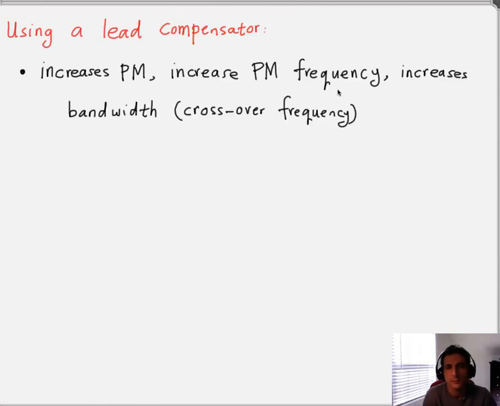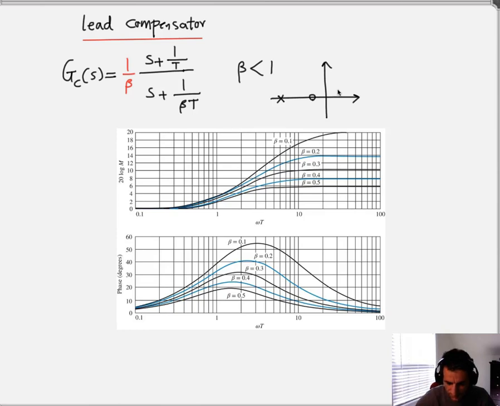So bottom line, using a lead compensator, you can improve the phase margin. You can improve or increase the phase margin frequency. You can increase the bandwidth, which means an increase in crossover frequency. So these are really the characteristics of a lead compensator, and these are the benefits that you can achieve with the use of a lead compensator.